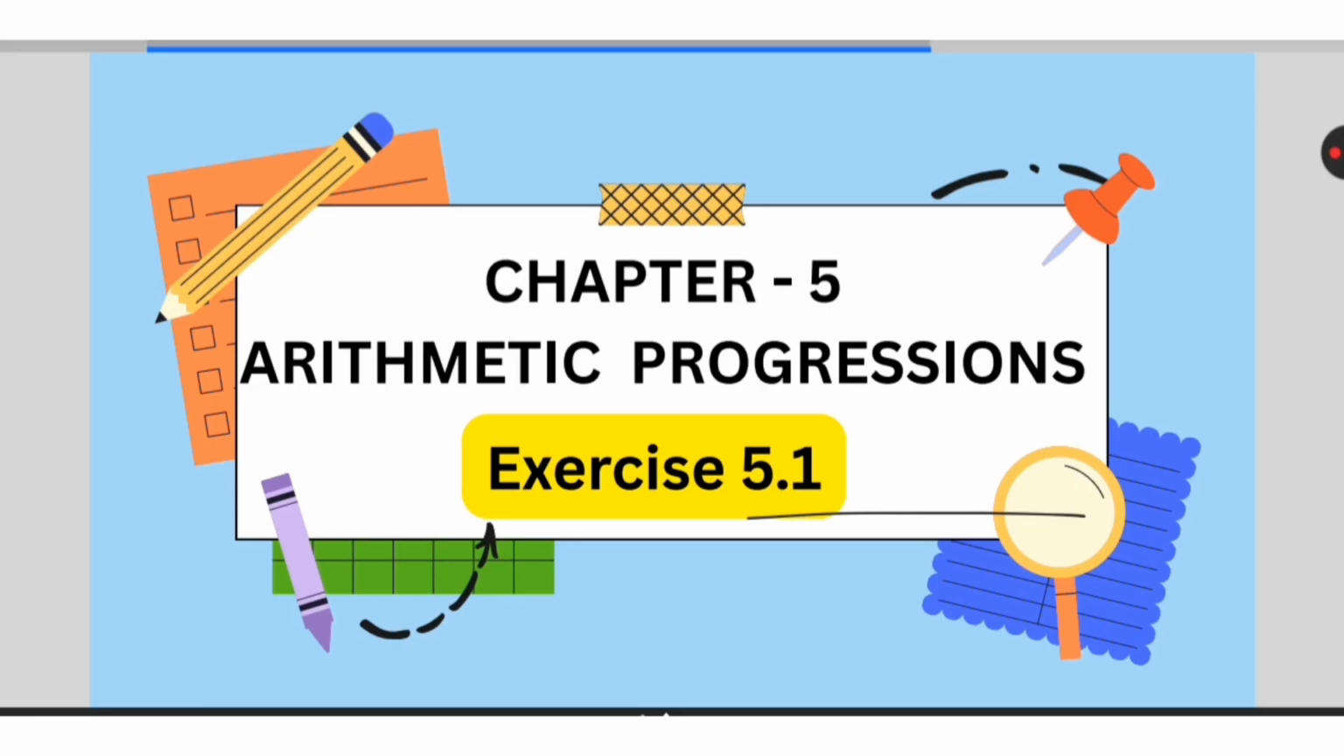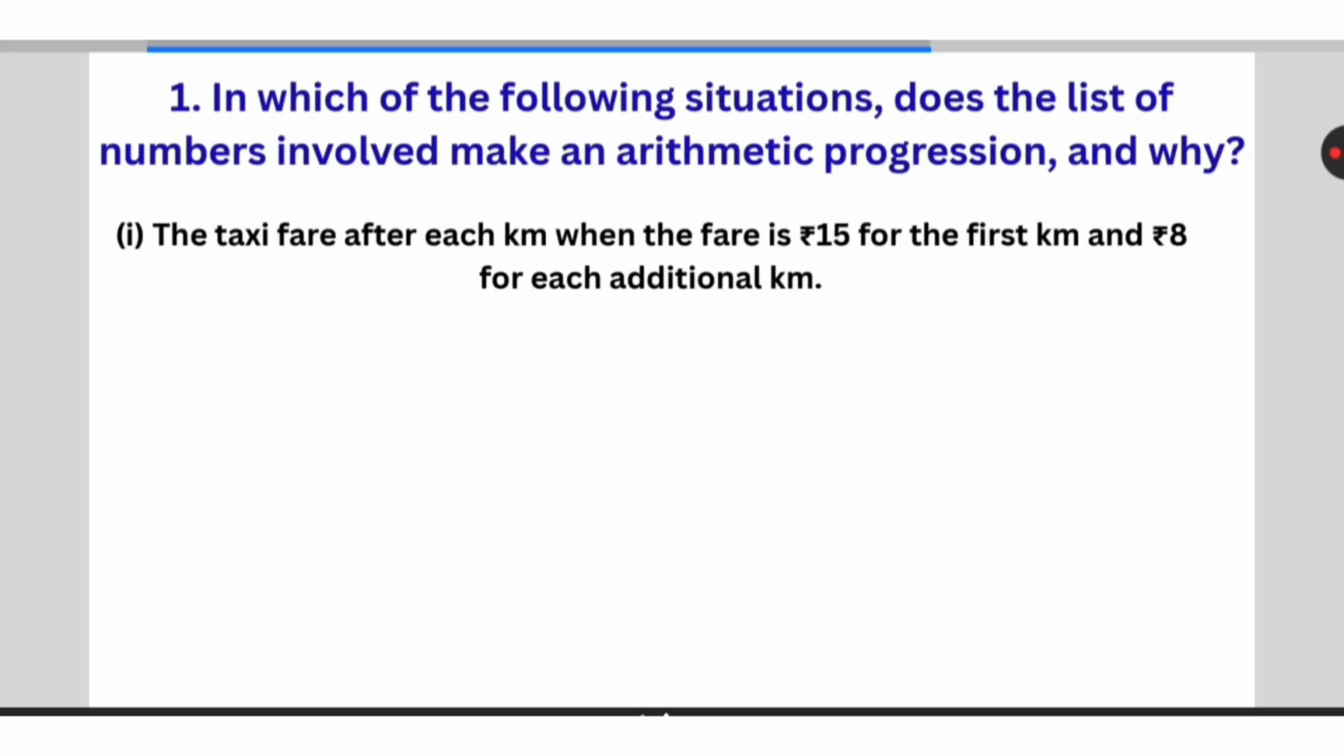Let's start the first question. In which of the following situations does the list of numbers in bold make an arithmetic progression and why? In this question, they are asking the taxi fare after each kilometer when the fare is 15 rupees for the first kilometer and 8 rupees for each additional kilometer. That is the question. So here we need to convert the given statement into an arithmetic progression.